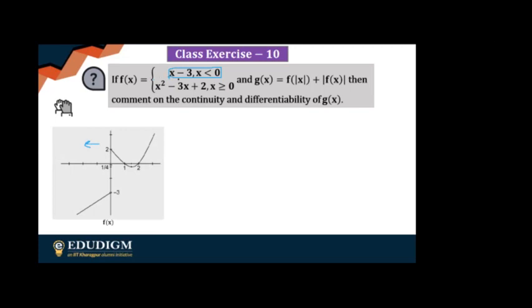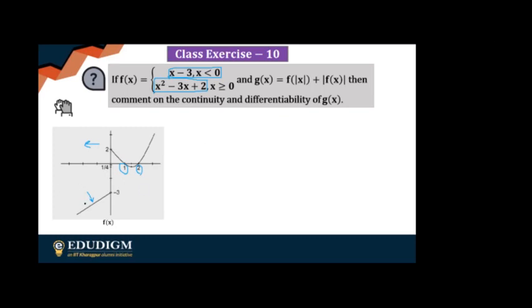So it's a straight line. It's like x minus 3. So this is the straight line that we have used. And again, this is a parabola. It meets the x-axis at 1 and 2. So I hope this graph is okay with you. If you still have any doubts, please let me know.